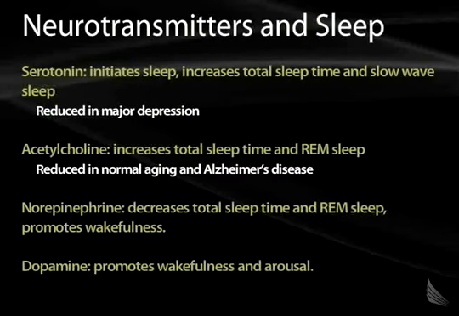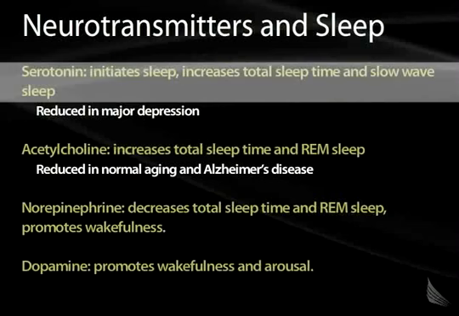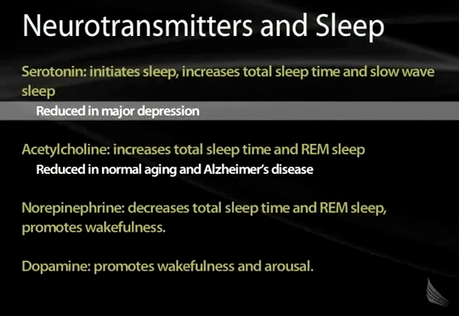So what are the different neurotransmitters of sleep? Both serotonin and acetylcholine promote sleep, whereas norepinephrine and dopamine promote wakefulness. Now, serotonin, that makes sense. People who are depressed frequently have a hard time falling asleep. So when you give them a serotonin reuptake inhibitor, which increases serotonin in their synaptic cleft, their sleep is one of the first things that improve. So that makes a lot of sense.